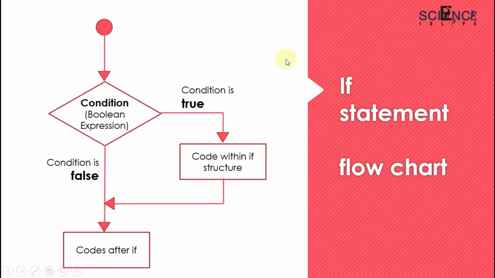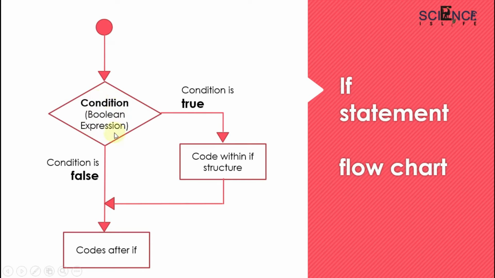Let's see how the if statement works by using a flowchart, right? We use the if statement when there is a condition. Then we put the condition, and this condition should be a boolean expression, right? We check whether the condition is true or false.